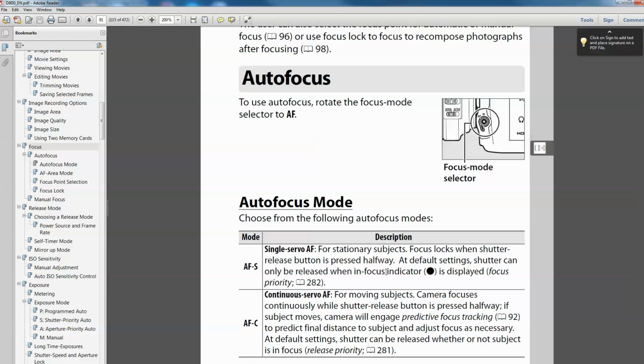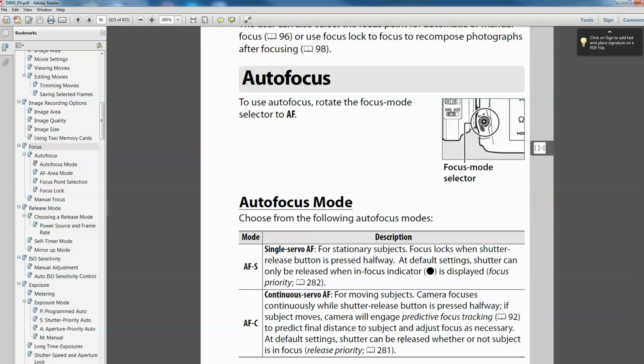And by the way, I recommend you put that beep when it's in focus, and then you should have a very sharp picture. Now, where it gets tricky is when you have moving subjects, and when you have moving subjects, that's when you should use AFC. Now, AFC, as it says here, and this is the part that is tricky. Why is it that AFC is for continuous or moving subjects? Because the camera focuses continuously while the shutter release button is pressed halfway. If the subject moves, the camera will engage in predictive focus tracking to predict the final distance of the subject and adjust focus as necessary.